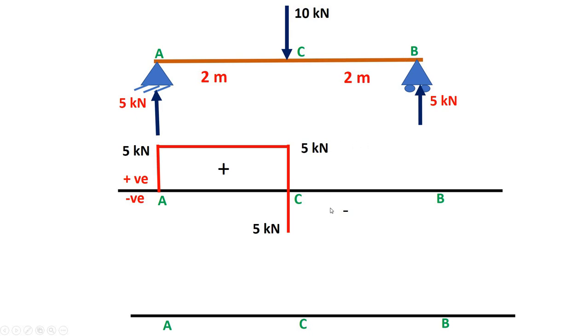In between C to B we don't have any load, so it will be represented by a horizontal line. Again we have a reaction of 5 kilonewtons, so again shear changes from minus 5 to 0, right? So this is our shear force diagram.